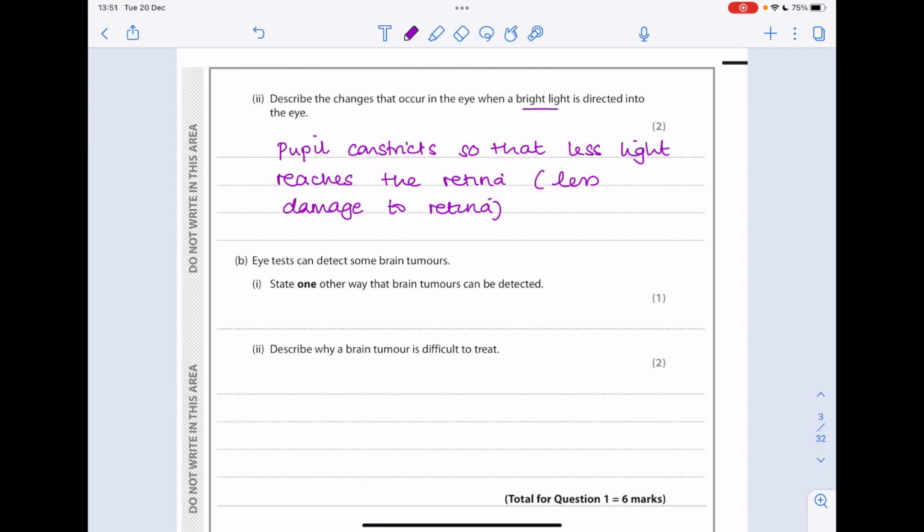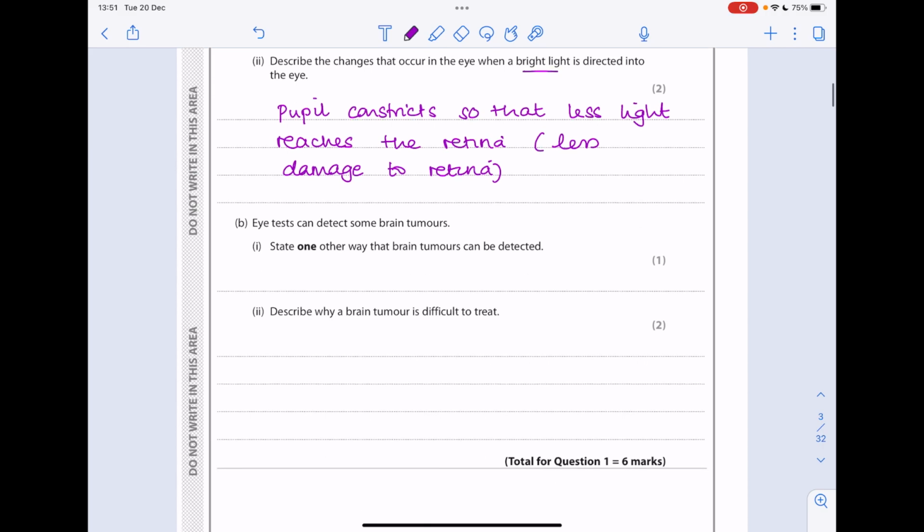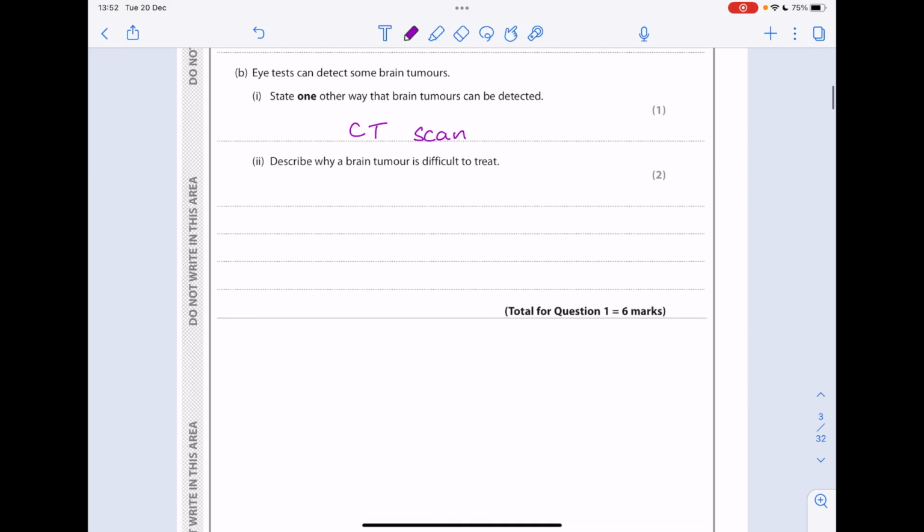Eye test can detect some brain tumours. State one other way that brain tumours can be detected, using something like a CT scan, an MRI, X-rays. Describe why a brain tumour is difficult to treat. Think about what's going on. You've got the skull protecting the brain, which you first of all have to get through, meaning that it's difficult to access, and also there's quite a high risk of damage to the brain, because the brain is a very vulnerable organ. It's literally got the texture of set yogurt.